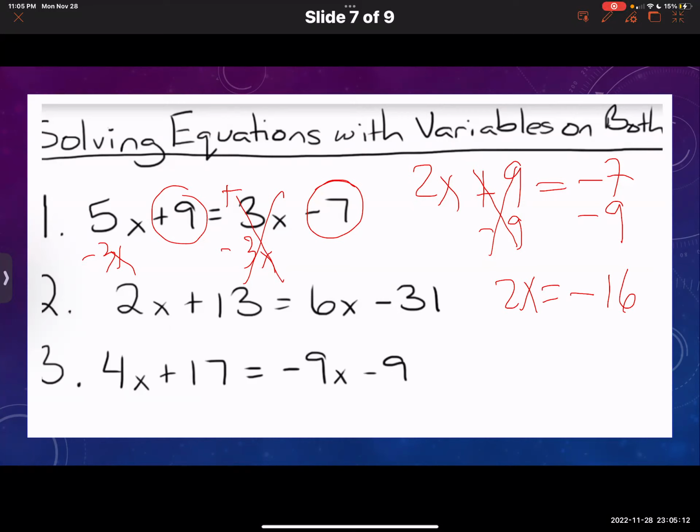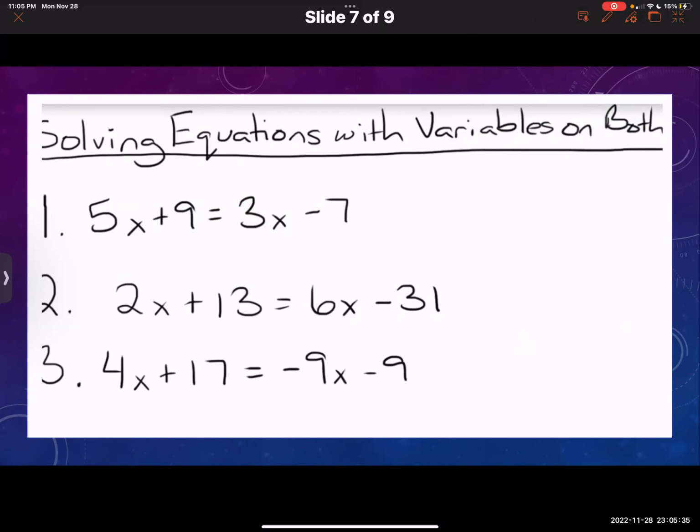The opposite of multiplication is division. The 2 gets to go. X has to stay home. The negative, we got to keep it. 16 divided by 2 is 8. So I can put that negative 8 into this and check it, but I know I'm right. So x equals negative 8. I hope you got that.